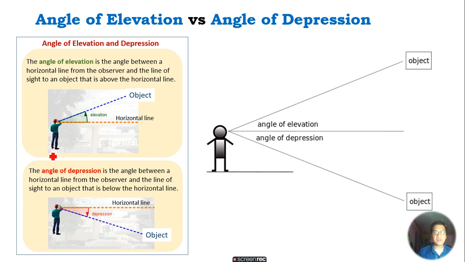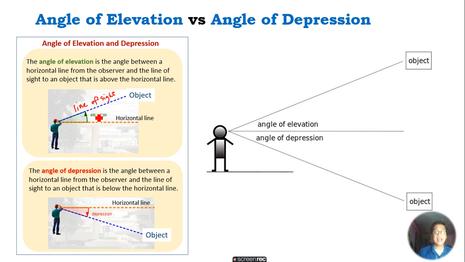So, if we have an observer here, and this is our horizontal line, and we look for the object above, meaning to say, because we have elevated our eyes, that becomes our line of sight. In this case, this line will be the line of sight from where you are looking towards the object. From the horizontal line, you go above, you elevate your sight going to the object. This is what we call the angle of elevation.